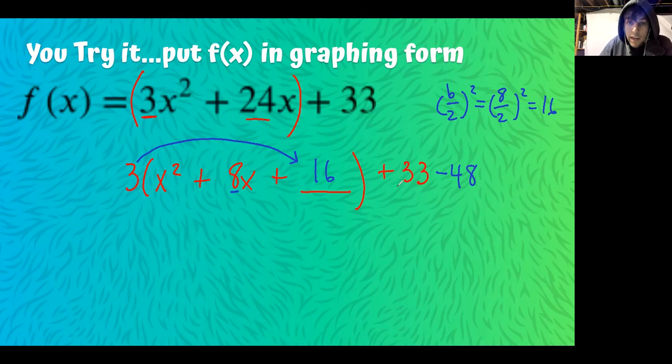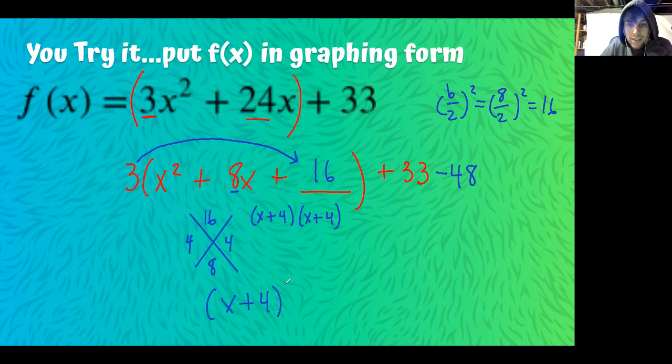This is it. I now just need to do some simplifying here involving factoring this and then putting these 2 terms together, and I'll end up with graphing form. So let's start with the factoring. With the factoring here, I need 2 numbers that multiply to 16 and add to 8. That's going to be 4 and 4, which again means this is going to factor as x plus 4 times x plus 4, or x plus 4 to the 2nd power.